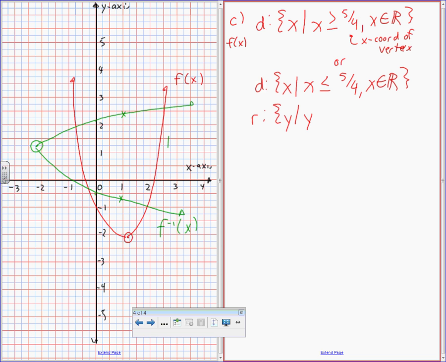Somebody help her here. What's the range going to be for the red function, please? What's the range going to be? Yeah, go ahead. Alex, it's you? Oh, sorry. It's going to be greater than or equal to negative 17 over 8. Yeah.